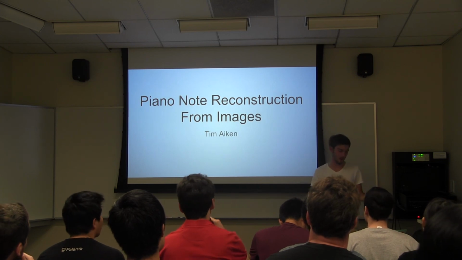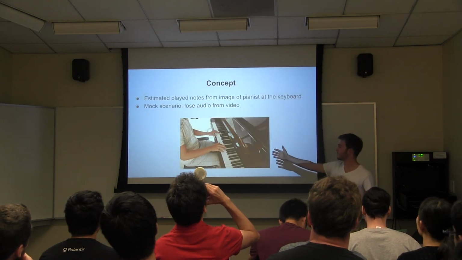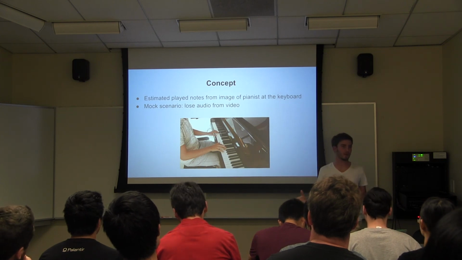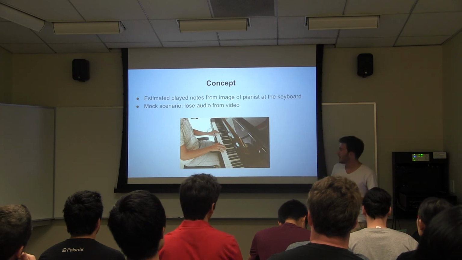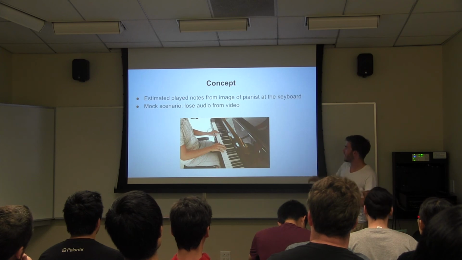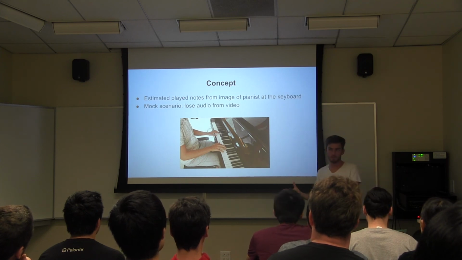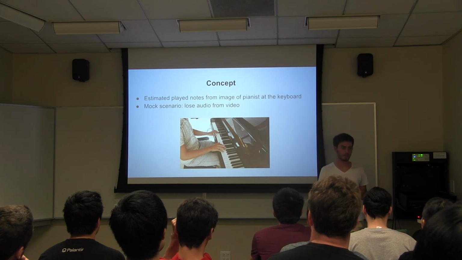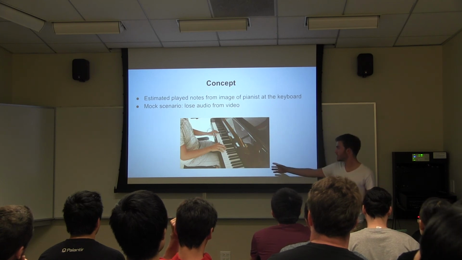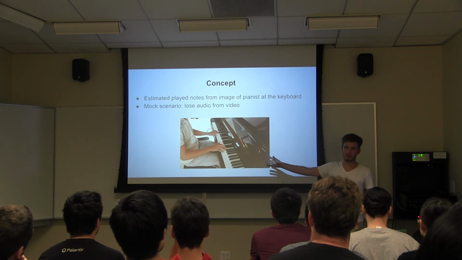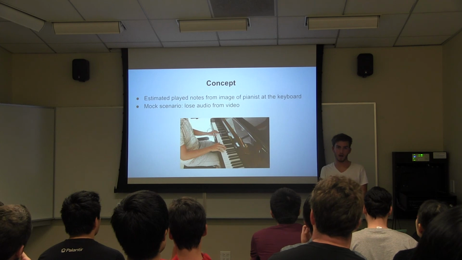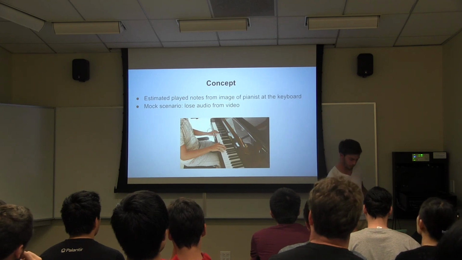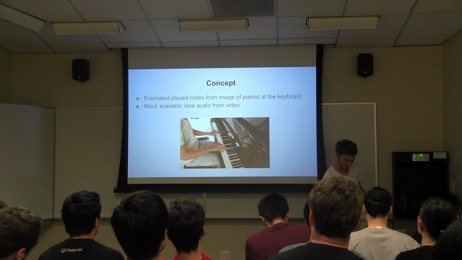The concept is that you're given a video of someone playing a piano, and maybe you lost the audio and you still want to reconstruct which notes were played. So that's the mock scenario. What I really did is take images and estimate from those, because a video is just a compilation of images. One thing that's particularly hard is that you have to detect the keyboard, and a keyboard looks very different from different angles. So a standard neural network approach didn't seem correct to me, but I'll explain what I am doing and where I'm at.